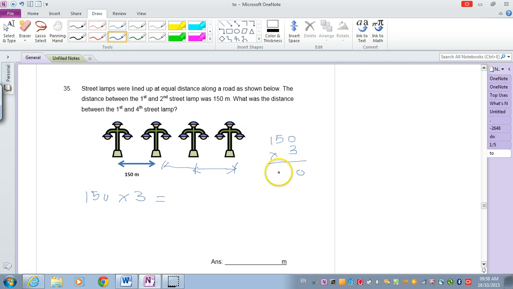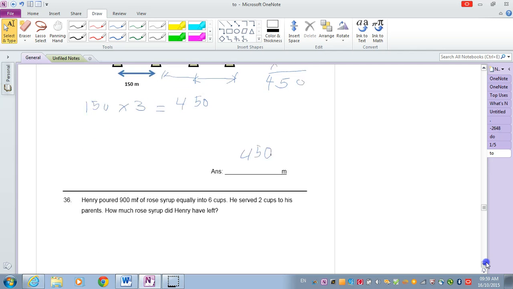And 5 times 3 gives me 15, so I'll have to regroup. Okay, 1 times 3 will give me 3. I have to add the 1, that gives me 4, so I will have 450 meters. Okay, so that's your answer. Let's move on to question number 36.